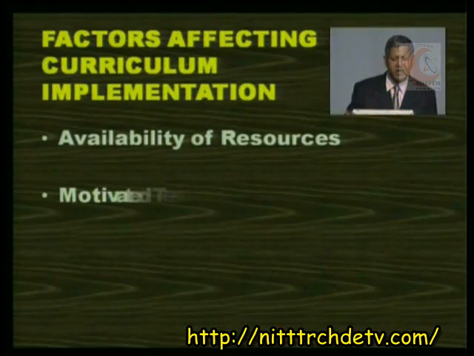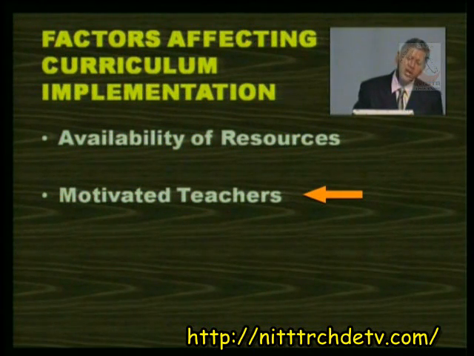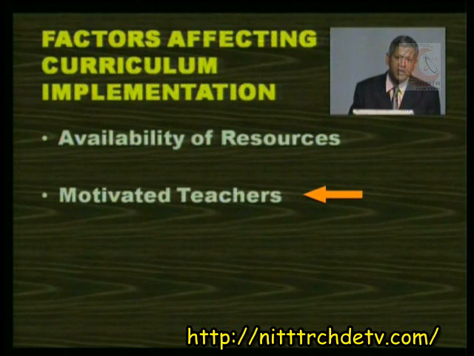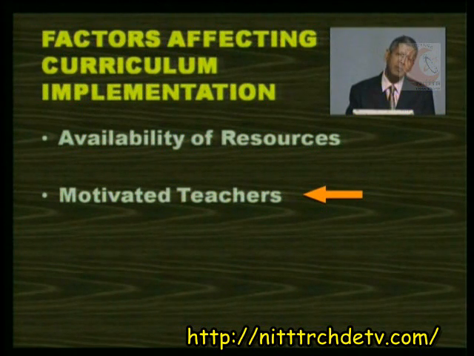The second factor is motivated teachers. Teachers play a big role in effective curriculum implementation. If the teachers have the willpower, if the teachers have the motivation to develop the desired knowledge and skill amongst the students, then automatically effective curriculum implementation will take place.